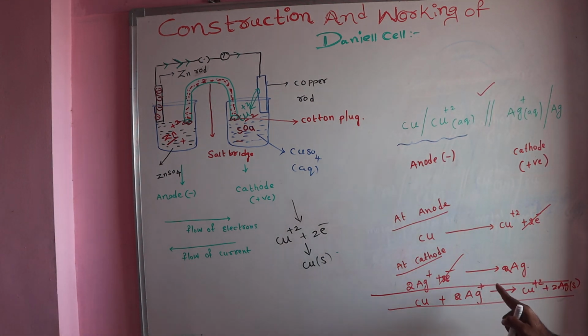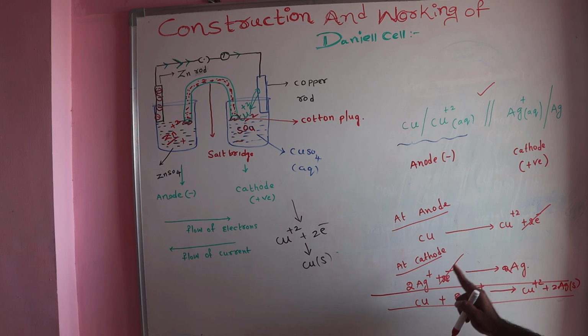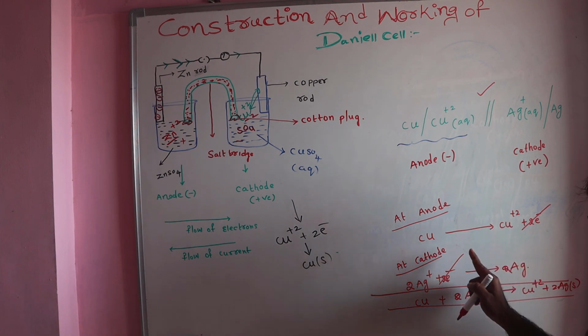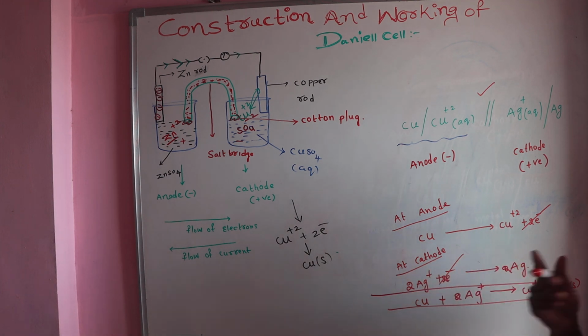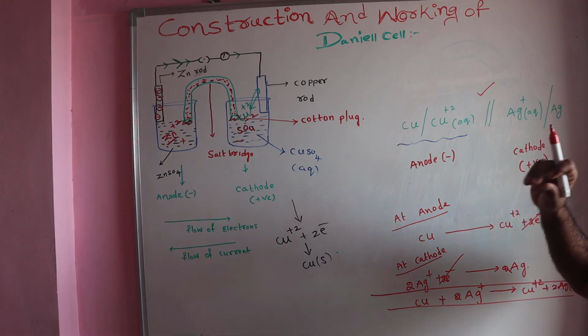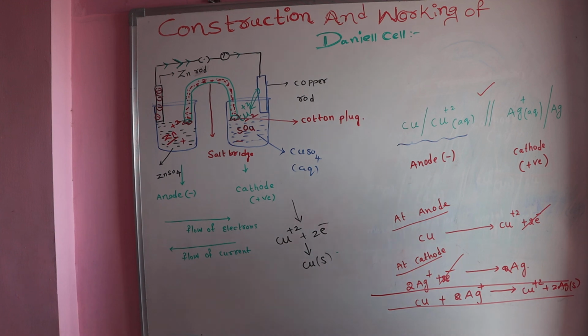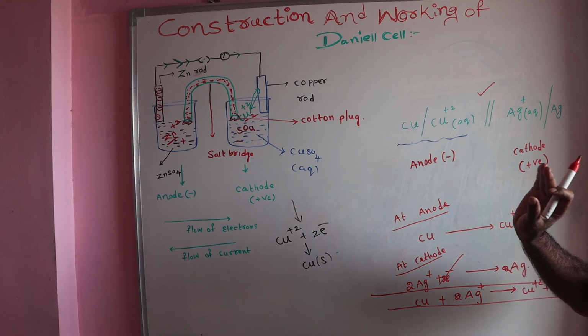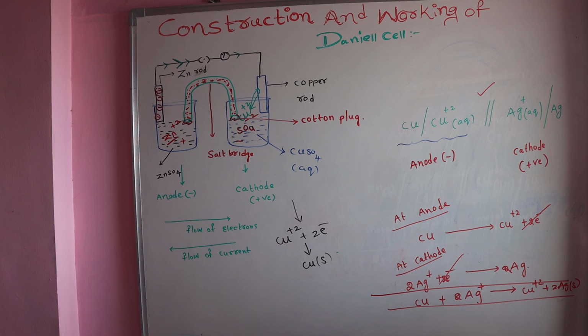This is a redox reaction. In a redox reaction, the movement of electrons takes place. Because of that movement of electrons in the Daniell cell, electricity is generated. So this is about the construction and working of the Daniell cell.